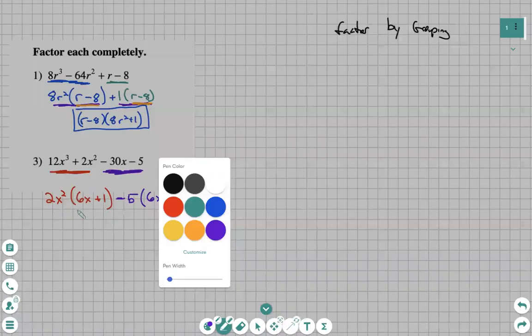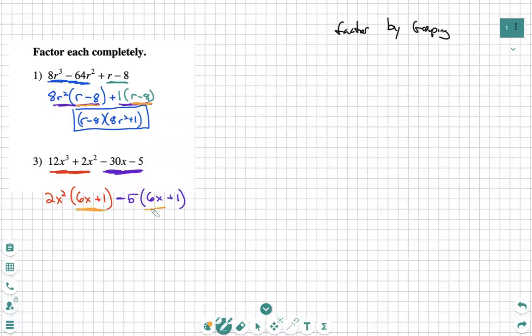And again, as you can see, we have perfectly matched up that other GCF that we need to finish off the problem. We fully rewrite it: 6x plus 1 times 2x squared minus 5. That is it. That is how you factor by grouping.